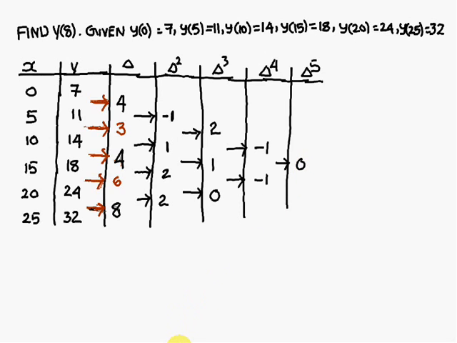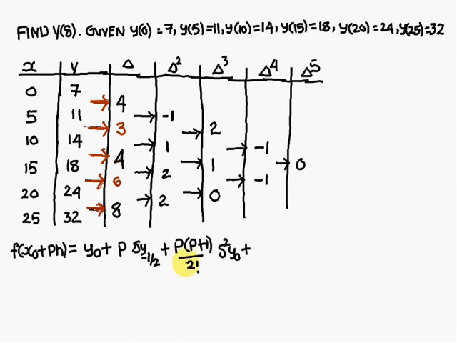Okay, next what we have to do: our Gauss backward interpolation formula is nothing but like this. F of x naught plus ph is equal to y naught. The formula's first term is y naught, the second term is p into delta y minus 1 by 2. Next one is p into p plus 1 by 2 factorial into delta square y naught.